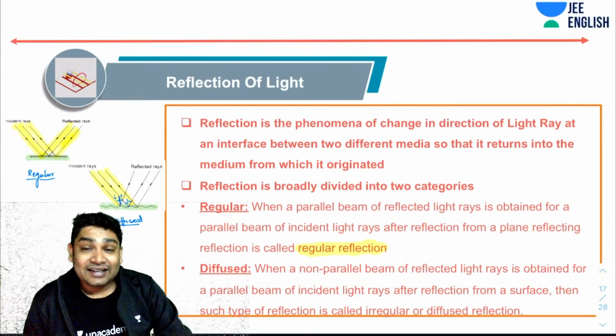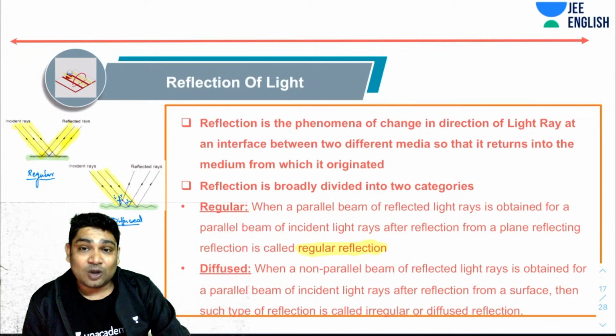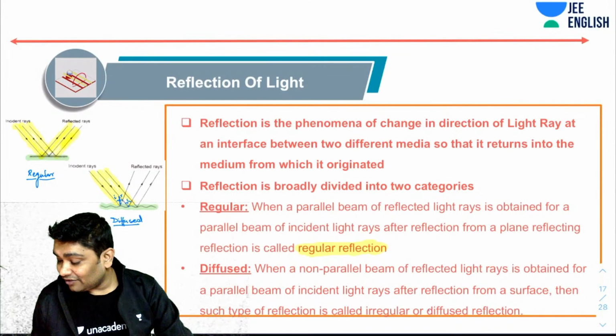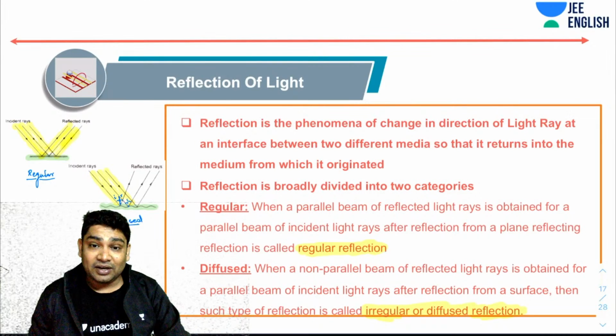So again, in a diffused reflection, a non-parallel beam of reflected light is obtained when a parallel beam is incident on any surface. This type of reflection is called diffused reflection, also known as irregular reflection. I'm just going over the important terms because these important terms are often mentioned in theory and asked in questions. You should be aware of that.